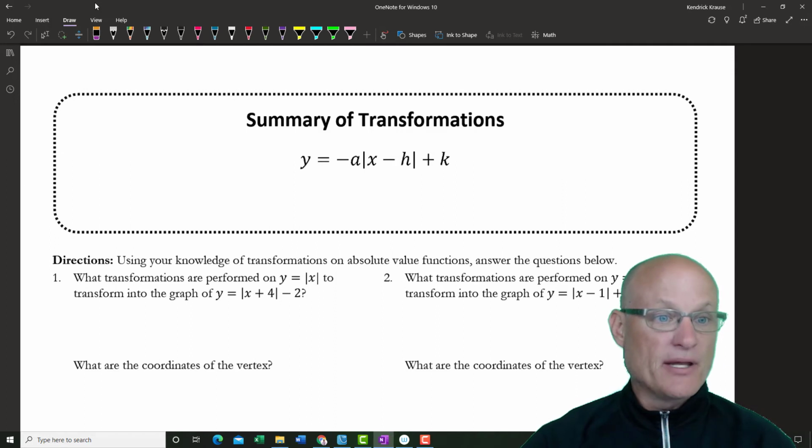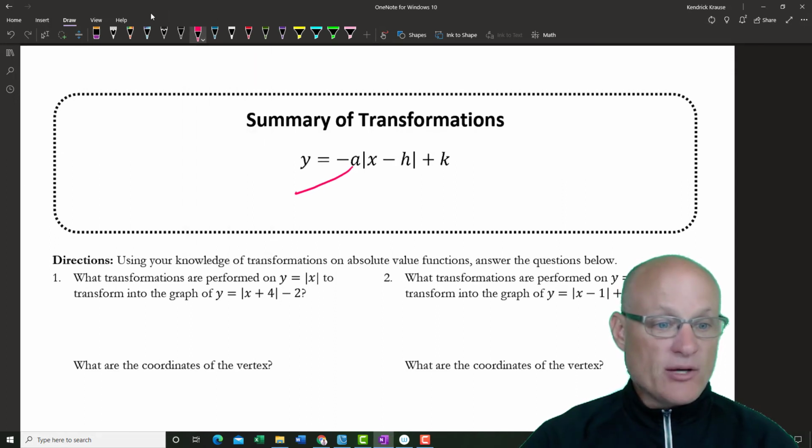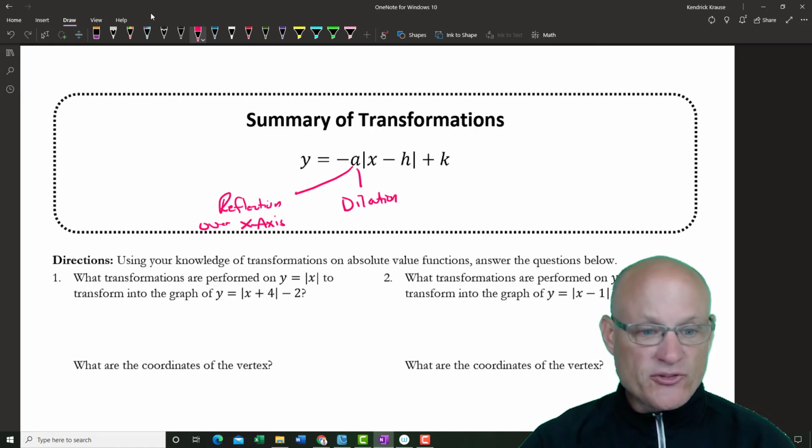Let me pick a different pen. The pen's too fat. Is a reflection over the x-axis. The A is really a dilation, which just means it's steeper or wider.